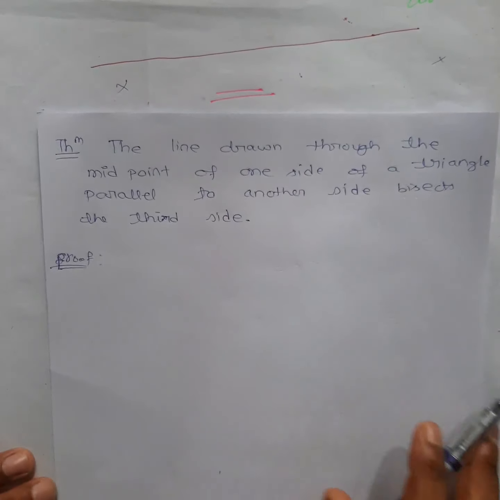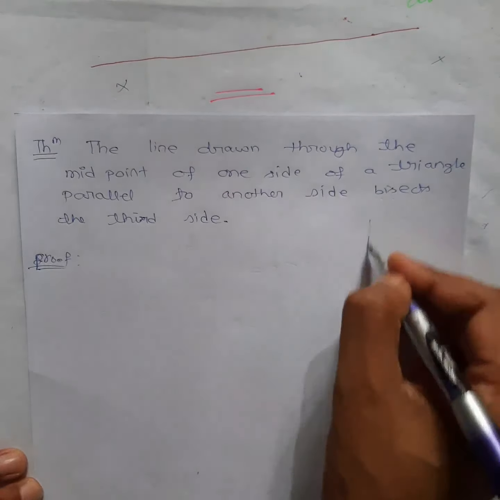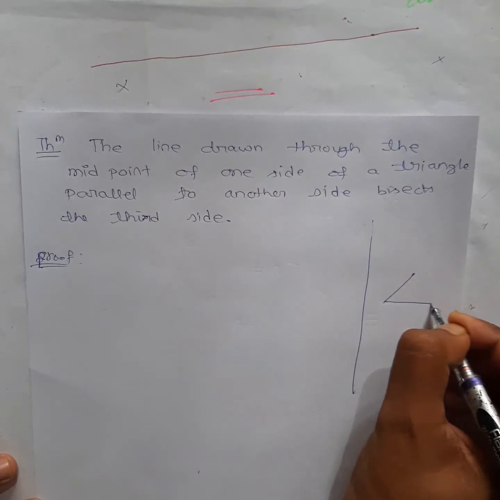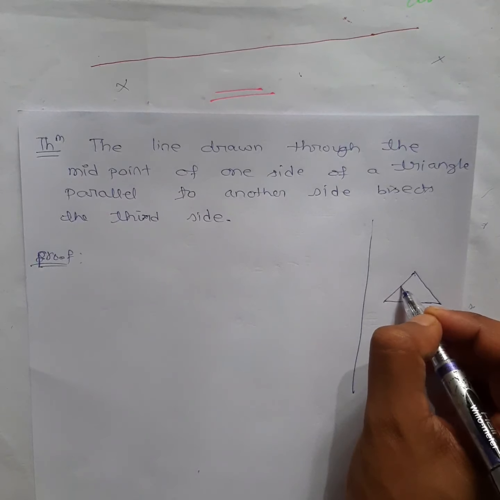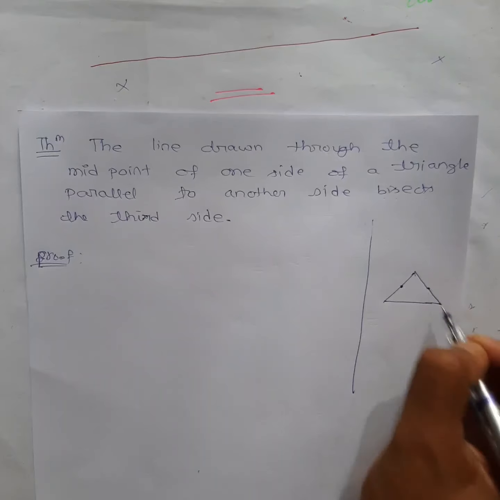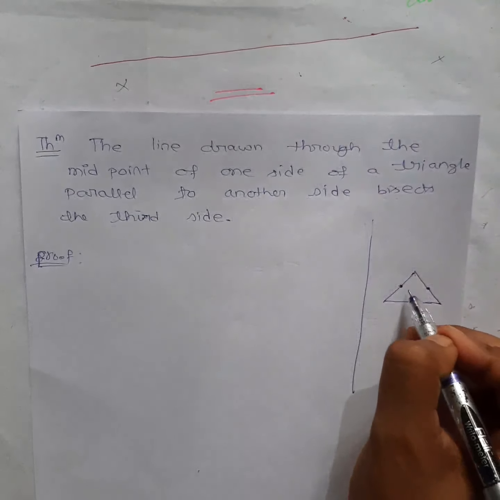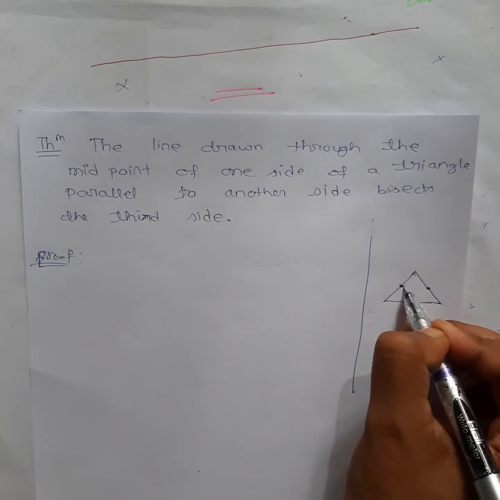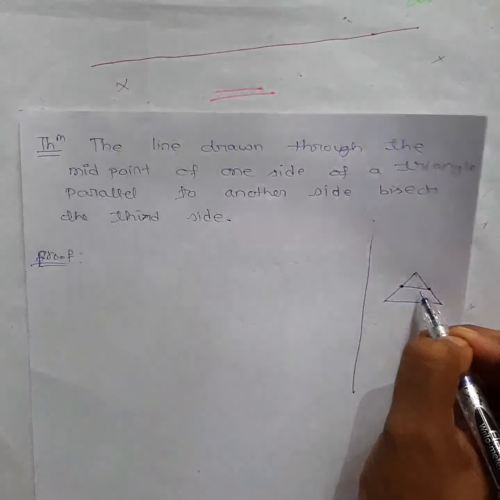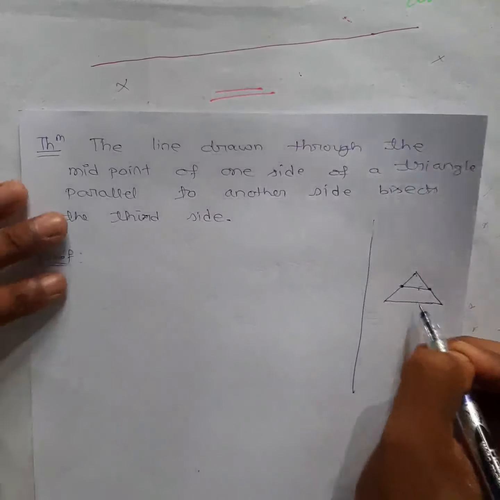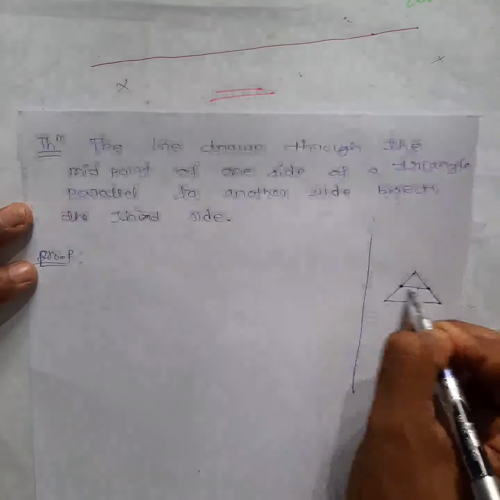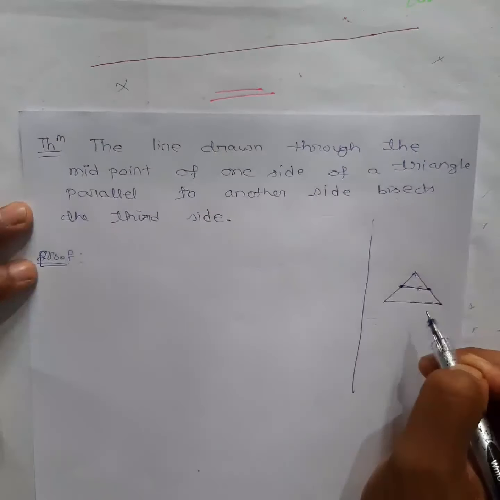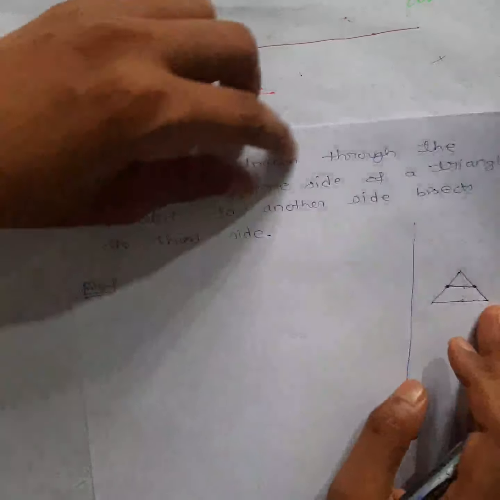Okay, students, so in the last video we have done one theorem, right? What was the theorem? If you have a triangle, and if you draw a line joining the midpoints of two sides of a triangle, suppose I have selected these two, and these are the midpoints, then the theorem says that this line will always be parallel to the third side. So from these two sides, if you draw a line from the midpoint, that line will always be parallel to the third side. This was the theorem in the previous video we have learned, right?